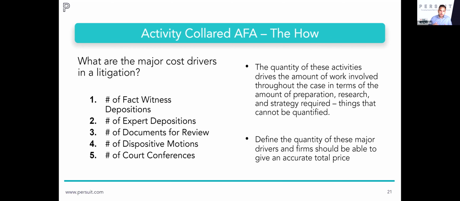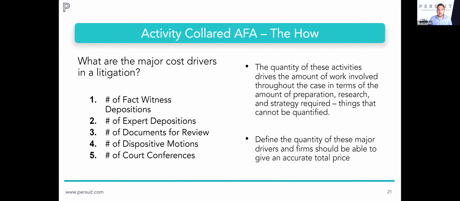So talking about the major cost drivers, and those are the only things that can trigger a change if you do an activity collar. So let's say you have a flat fee of $1 million to handle the case from start to finish. You define the 5 or 6 major cost drivers in that matter, and you quantify them. So it's not just, hey, we're going to need dispositive motions. We're going to need depositions. Give an assumption on how many. So how many fact witness depositions are you going to have? How many experts are you going to have? How many documents for review? How many dispositive motions? How many court conferences?